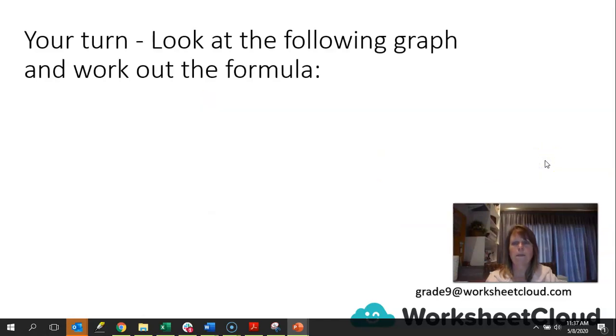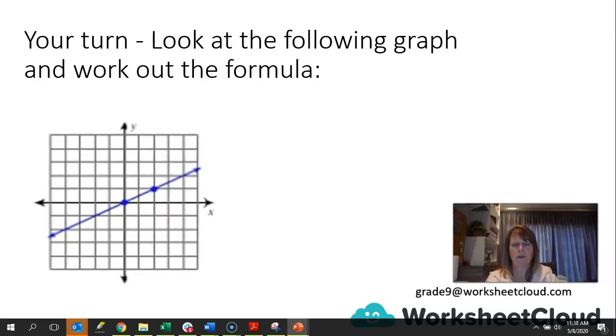Okay, now it's your turn. I want you to look at the following graph and I want you to work out the formula from this graph. Okay, there's the graph. I want you to pause the video. I want you to work it out either with rise over run or with the change in y over the change in x. And let's see how you did. So pause the video, you do it quickly, and then we will go over it together.